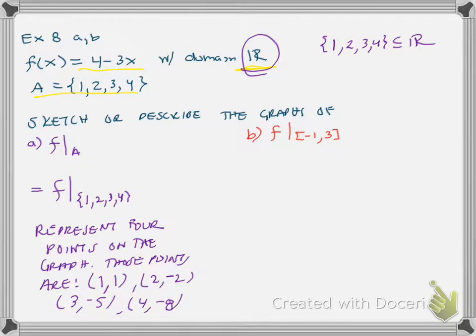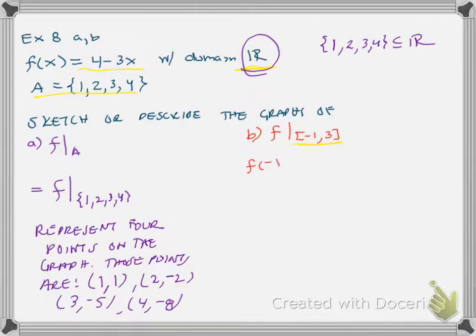Okay, so that's describing in words. Let's look at the second one. So now we're restricted to the interval -1, 3. Well, what do you think that'll be? Since it's the brackets, that means you include -1 and 3. So what do you think you need to do?